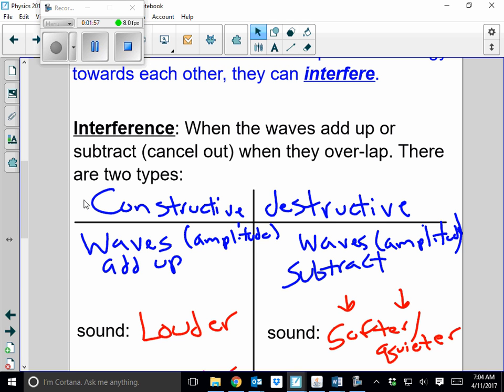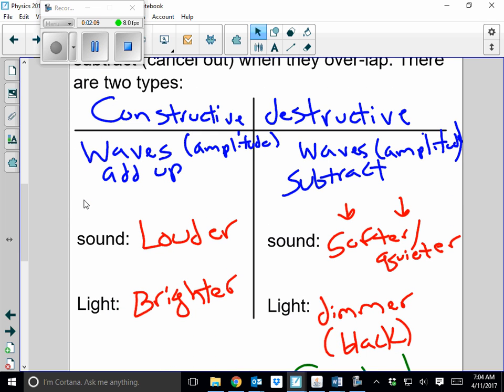Or they can destructively interfere. That means the wave amplitudes can subtract. So if I have a +1 and a -1, they're going to subtract to 0. So how does this equate to sound? Well, if you have constructive interference, the sound gets louder. In the same case, light gets brighter.